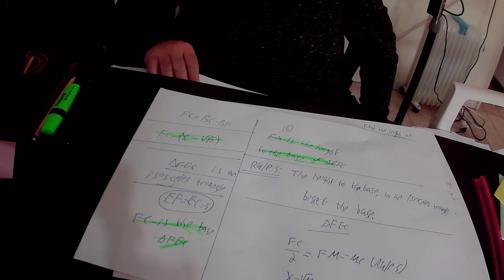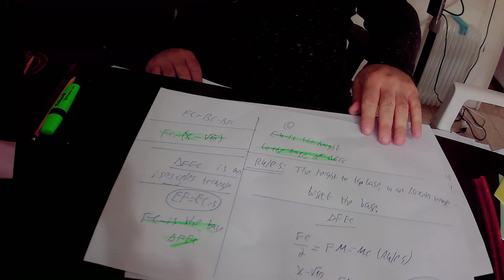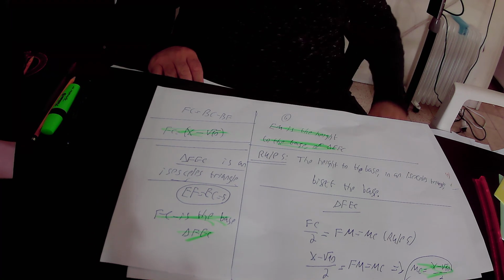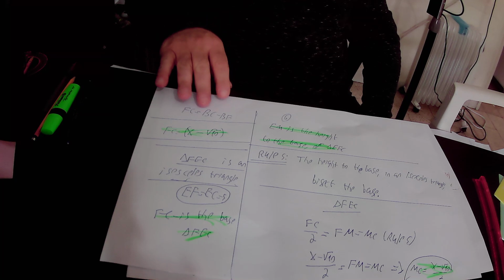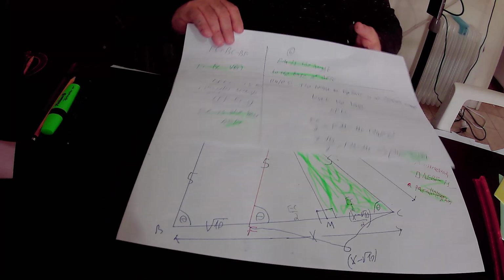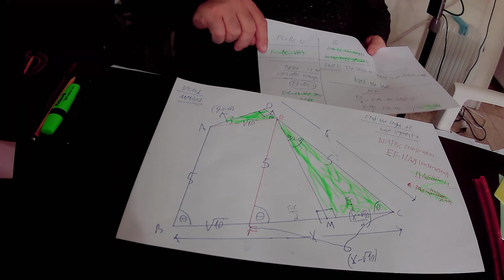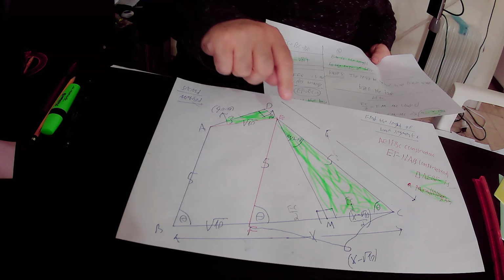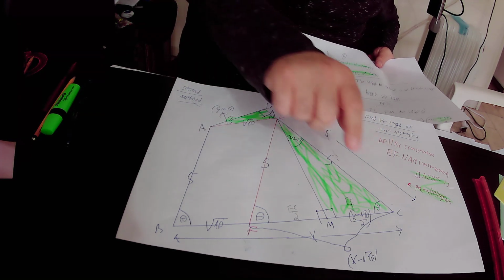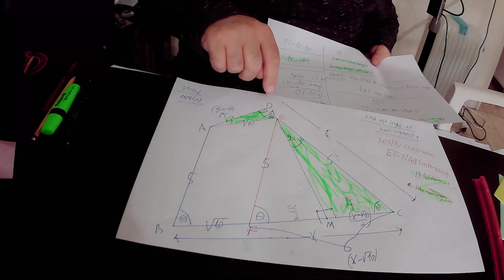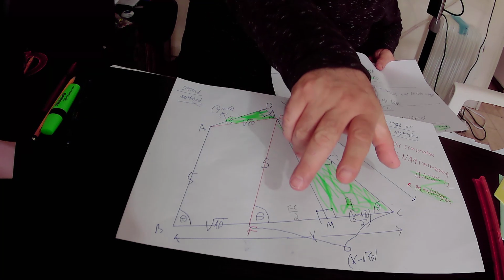And according to rule number 5, the height to the base in an isosceles triangle bisects the base. So according to rule number 5, the height EM to the base FC bisects the base FC. So EM bisects the base FC.